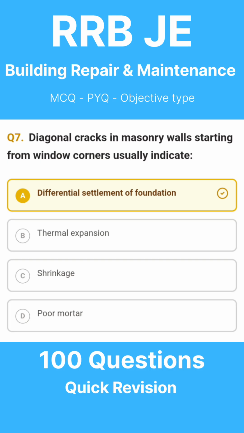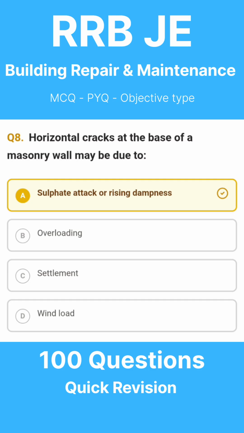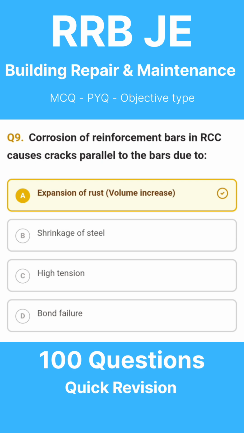Question 7. Diagonal cracks in masonry walls starting from window corners usually indicate. The correct answer is differential settlement of foundation. Question 8. Horizontal cracks at the base of a masonry wall may be due to. The correct answer is sulfate attack or rising dampness. Question 9. Corrosion of reinforcement bars in RCC causes cracks parallel to the bars due to. The correct answer is expansion of rust volume increase.